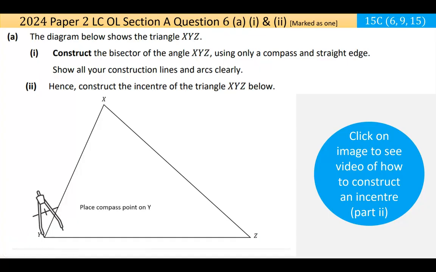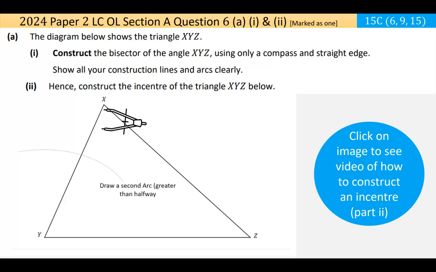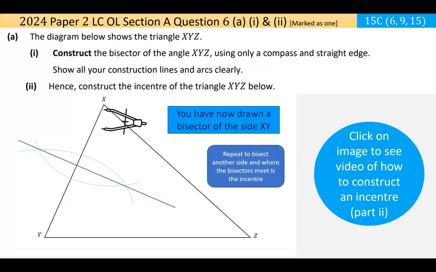You place the compass point on Y and draw an arc greater than halfway. This is slightly different. Place the compass point on X and draw an arc greater than halfway. And then join those 2 points where the arcs meet, and that creates the bisector of the line. You're going to repeat that for another side, and then you will end up with the in-center.